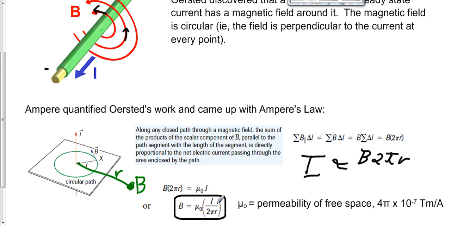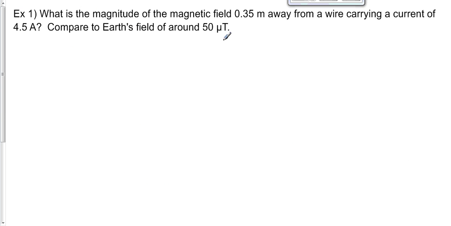So I think you can agree it makes sense that the further away you are, the lower the magnetic field, and the bigger the current, the higher the magnetic field. So let's do an example and see if we can get a feeling of this. Let's imagine that we're about a third of a meter, or a ruler, give or take, away from a wire carrying a current of 4.5 amps.